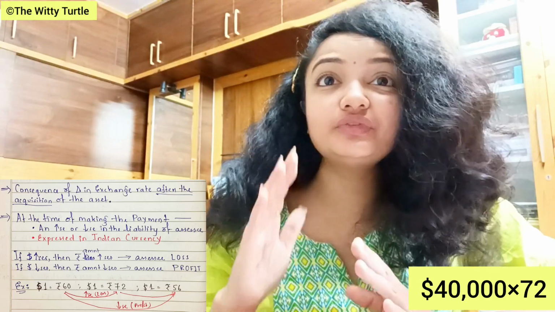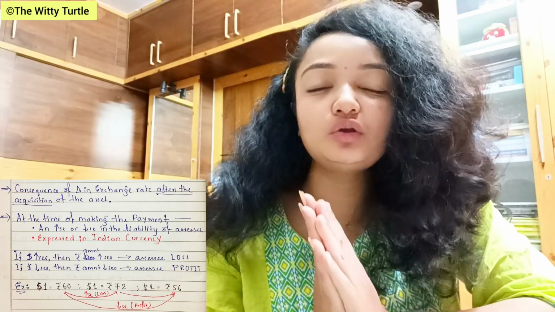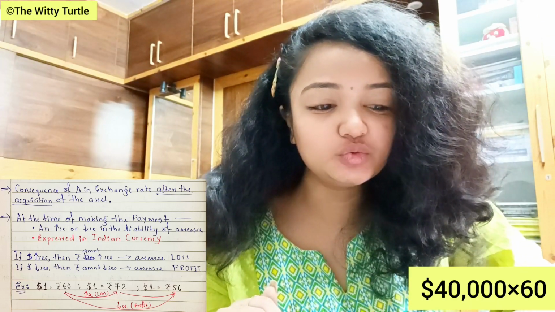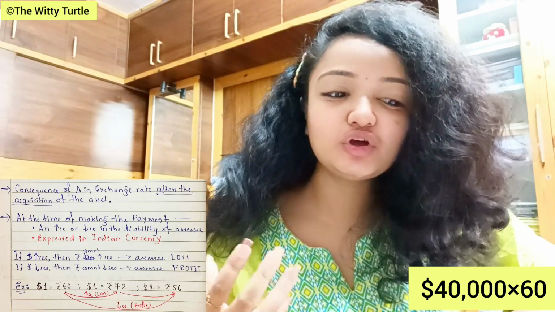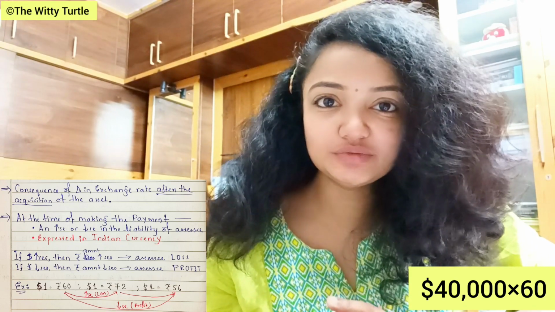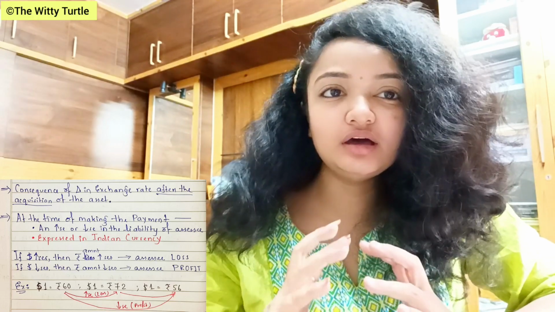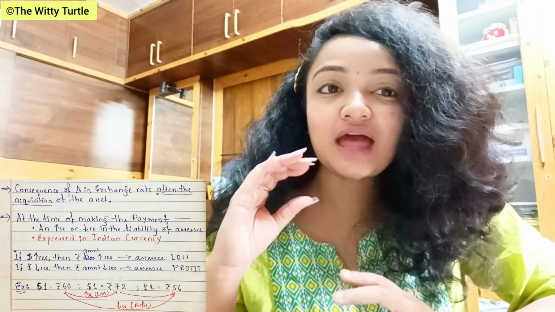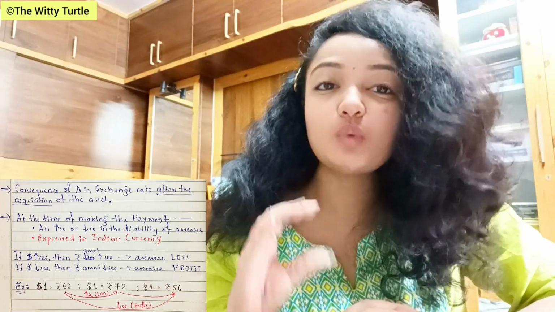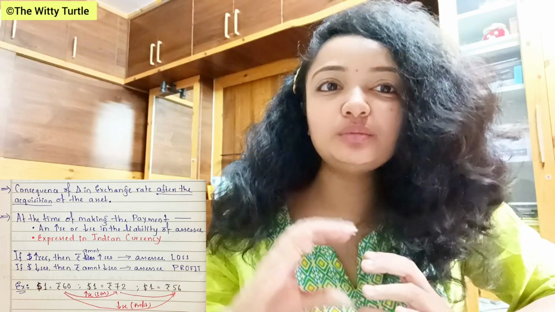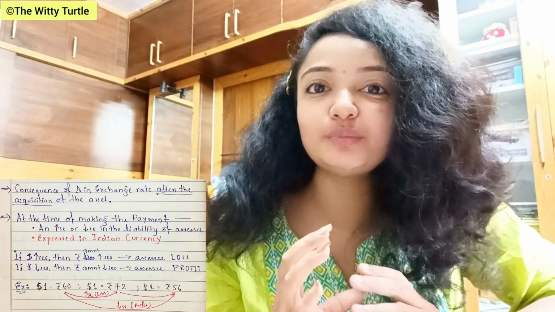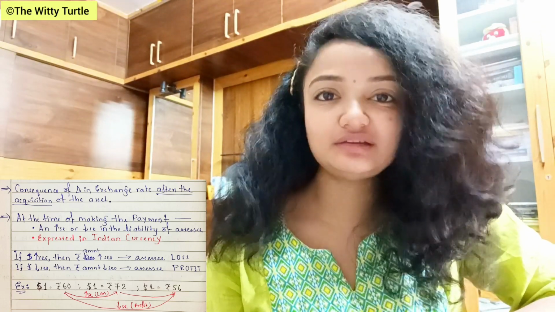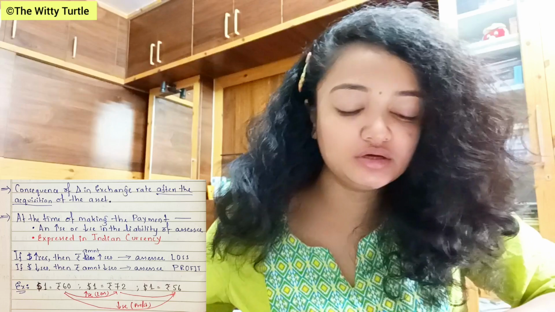But if the dollar price was stagnant, if the dollar price was not changing, then how much you are supposed to pay? 40,000 into 60 rupees, that is your 24 lakhs, right? Understood? So now the gap between 24 lakhs and 28 lakhs 80,000, that is what? That is your loss. Why loss? Because you're having this loss in Indian rupees, because the price of dollar is changing, because the exchange rate is changing, right? So that is what we are talking about here.